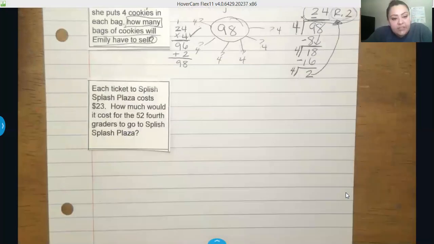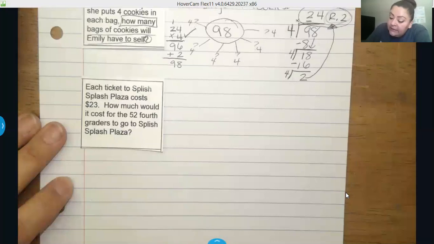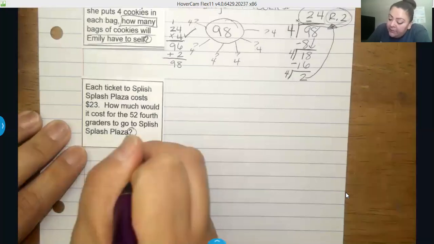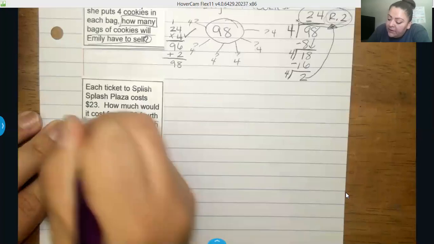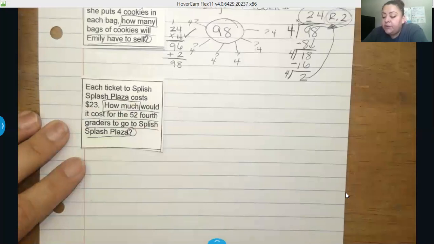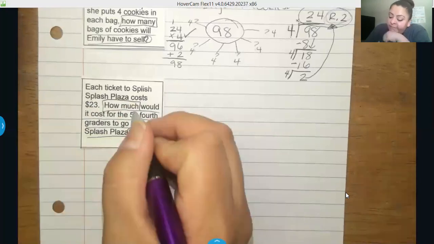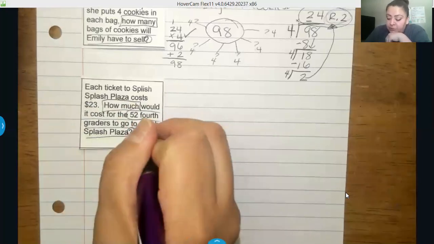Here we go. Each ticket to Splish Splash Plaza costs $23. How much would it cost for the 52 fourth graders to go to Splish Splash Plaza? That sounds really good for when it's been hot outside lately, but here we go. We're going to go through each part and start with our question. So we're going to circle our question mark, underline back to our question word, how much? Okay, we did our Q. We understand they want to know how much it would cost for the 52 fourth graders to go to Splish Splash Plaza, okay? So we want to know about the 52 fourth graders.